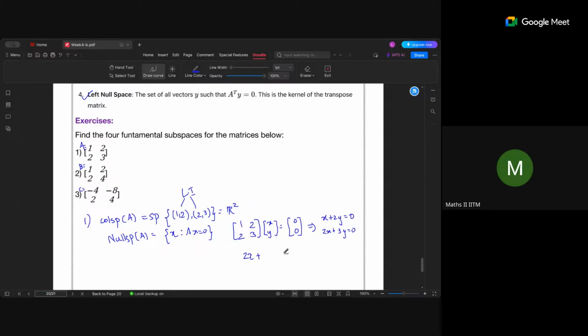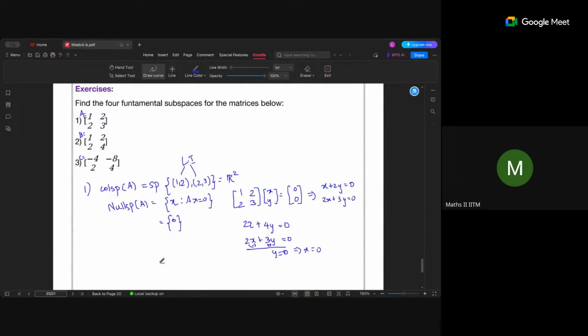2x plus, let's say, 4y is equal to 0. I'm just multiplying the first equation with 2 and keeping the second equation as it is. Then when I subtract, I get y is equal to 0. If y is equal to 0, I substitute here, then I know that x is equal to 0. So you see that (x, y) is the 0 vector. This is nothing but the 0 vector, right?